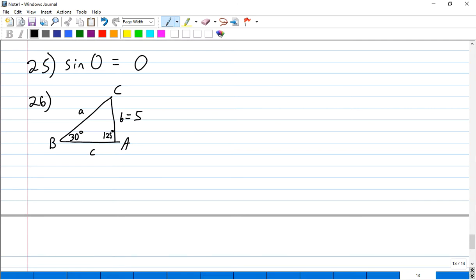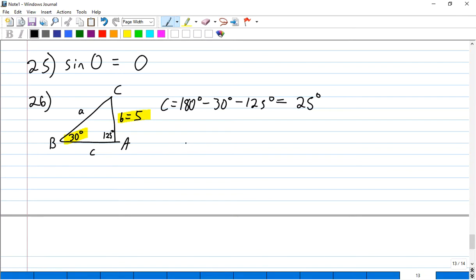Well, the first thing I would do is solve for angle C because that's the easiest thing to do. Right, we know these three have to add up to be 180 degrees. So C is going to equal 180 minus 30 minus 125. So what's that? Is that 25? Okay, so we know what C is equal to. Now, since you know a corresponding side and angle, I would use the law of sines.